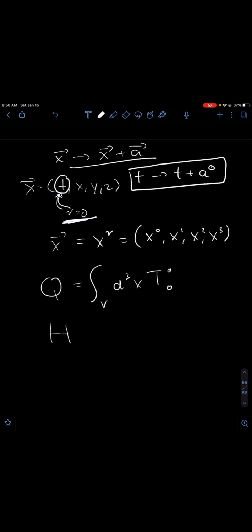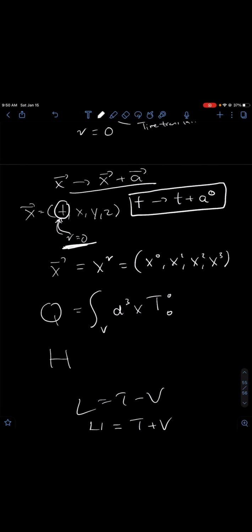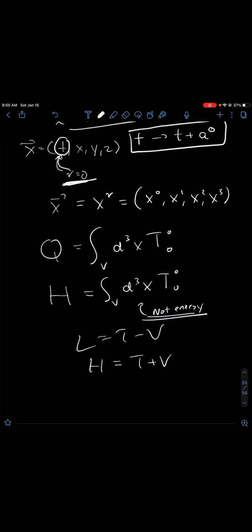So the Hamiltonian tends to be the energy of a system. In classical mechanics, where we have the Lagrangian L equals T minus V, the Hamiltonian is just the total energy of our system. Here it's not. Here our Hamiltonian is this, and this is not the energy of our system. So the Hamiltonian is not always the energy.